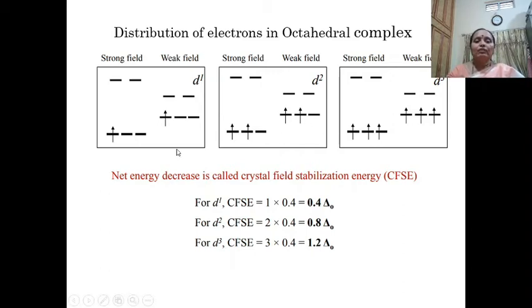So what do we observe here? In d1, the crystal field splitting, I have only one electron, so it is going to be 0.4 delta O. And since I am having 2 electrons here, it will be 2 into 0.4, that is 0.8 delta naught. In case of d3, both in strong and weak field, it is going to be 1.2, because it is 3 into 0.4.